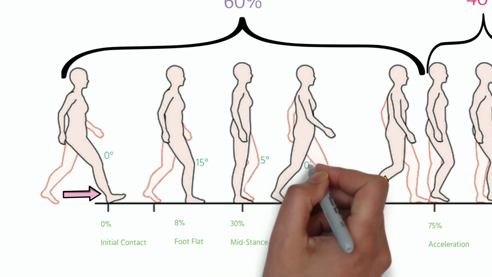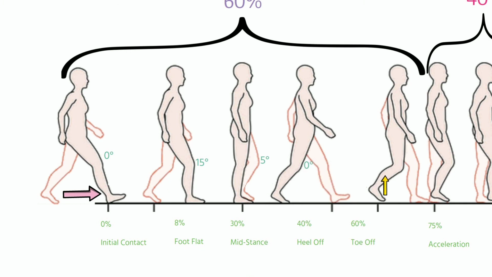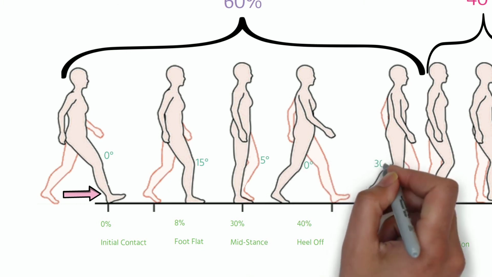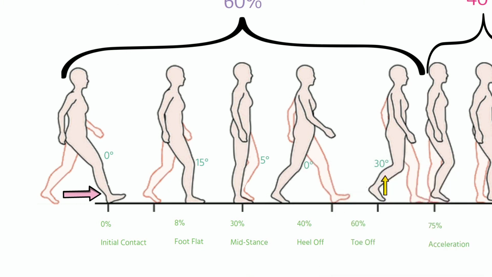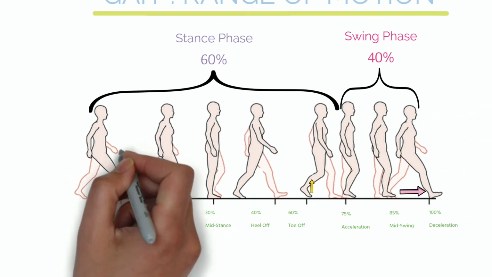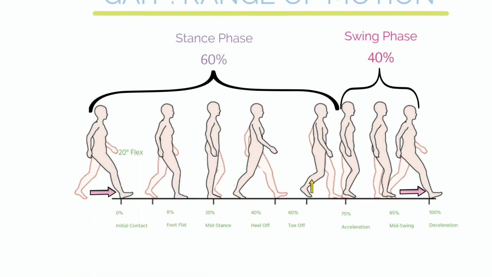At heel off, the knee is back to neutral position and then slowly undergoes flexion to about 30 degrees to prepare for acceleration phase of the gait. The hip is flexed to 20 degrees at initial contact. Notice that it moves from flexed position to extended position through the stance phase and from extended to a flexed position in the swing phase.